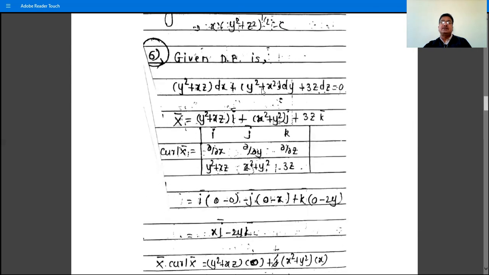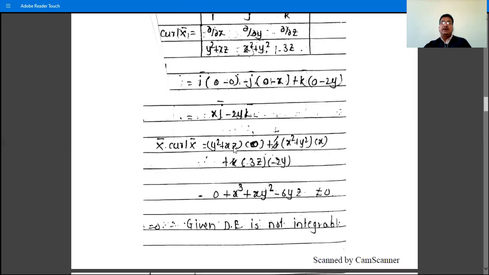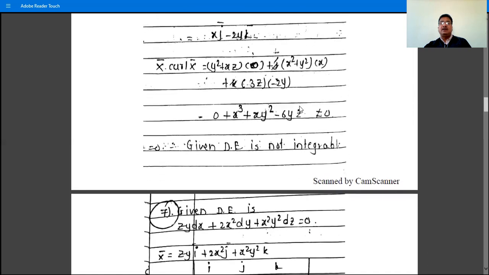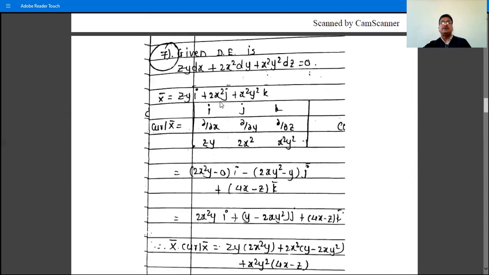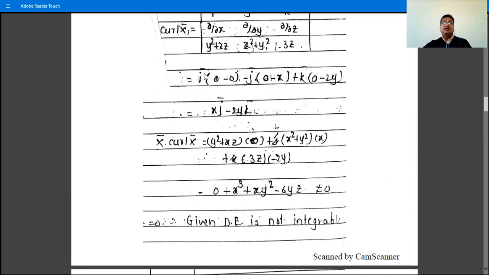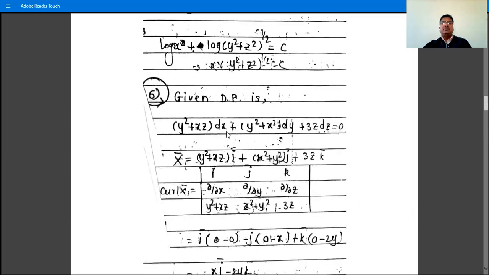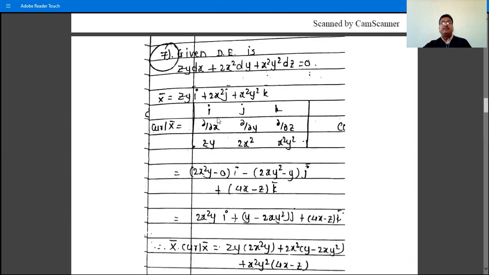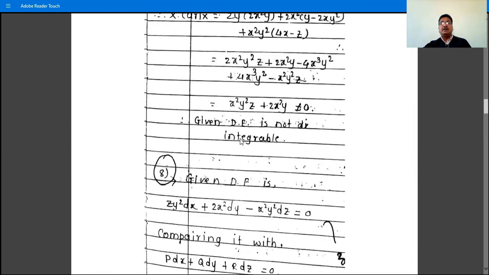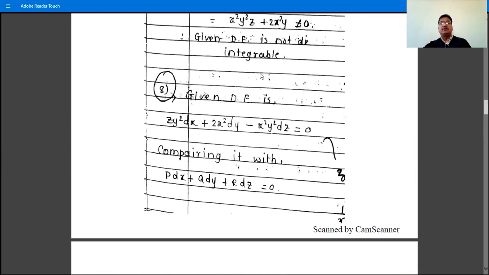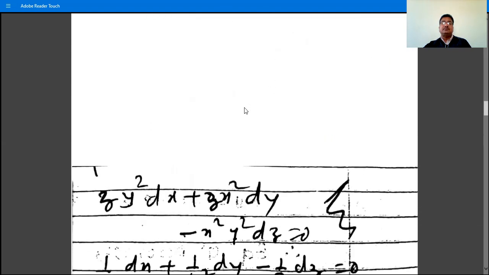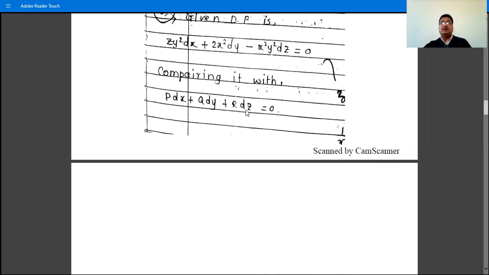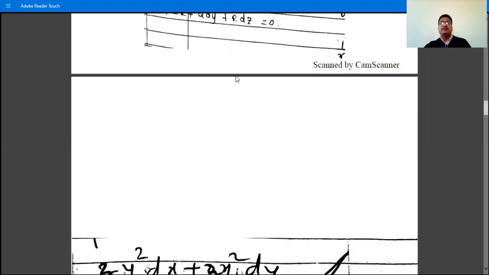So the next example is this. Again, find x bar dot curl x bar. It is not equal to 0, and therefore the given differential equation is not integrable. The number 6 example differential equation is not integrable. Then for the number 7 example, again find x bar dot curl x bar. It is not equal to 0, therefore it is not integrable. 8 number example, this is the example. So find x bar dot curl x bar. If it is equal to 0, then find its solution.